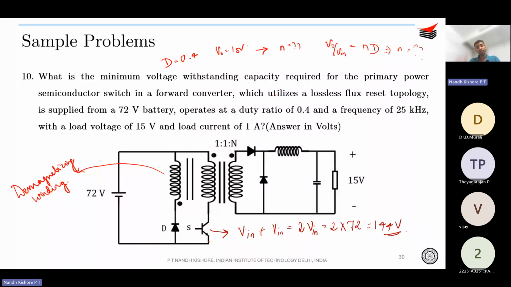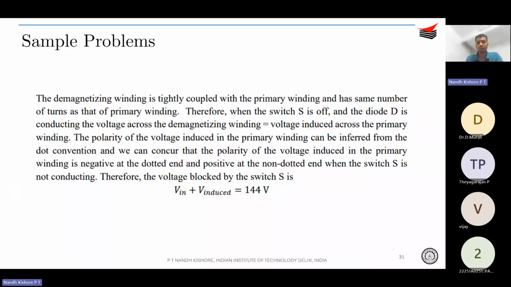So this is something that has been explained in the lecture slides also. That is, when you have the tertiary winding or the demagnetizing winding, the blocking voltage across the device is 2 times VIN. Okay. So the explanation is also given over here.